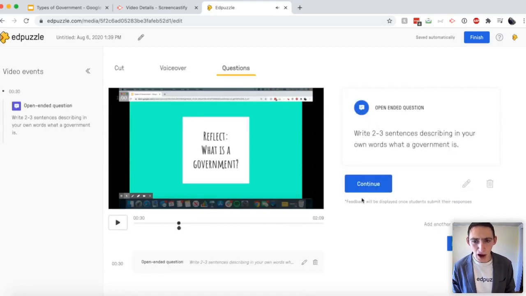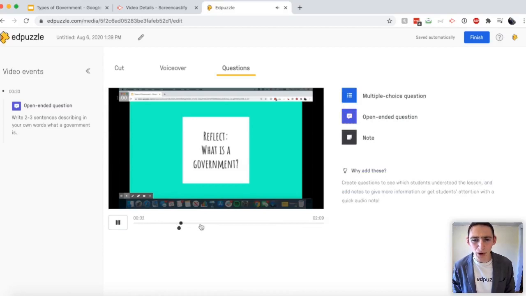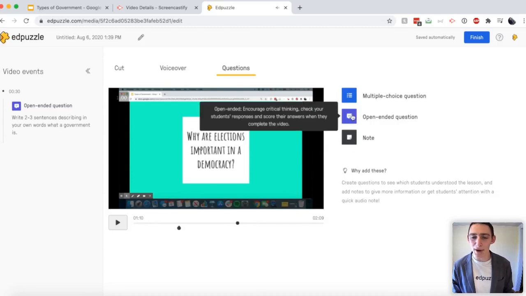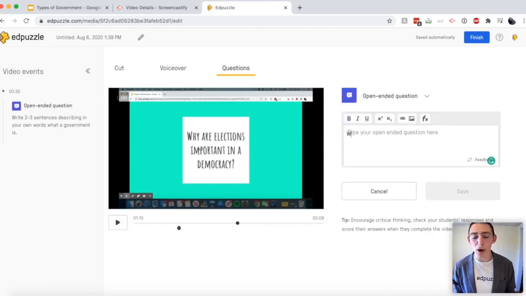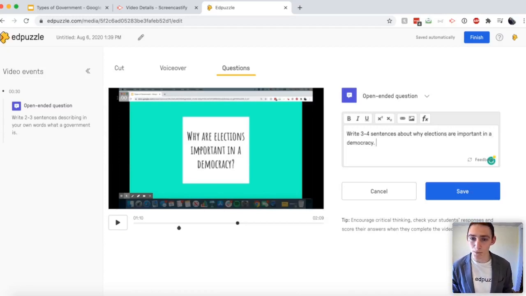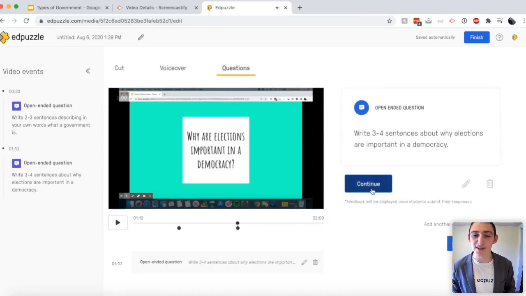Let's keep moving. The next question I think that I asked was the one when we were talking about democracy. So I'd asked them to explain why, based on what they learned, elections are so important to a democracy. So let's go ahead right at that point where I ask it, I'll embed a question, and I'll prompt them to do a little bit more writing, maybe write 3 or 4 sentences explaining why elections are important to a democracy based on what was just discussed in the video. So again, I'm slowing students down, forcing them to pause, process, and reflect on what they're learning.